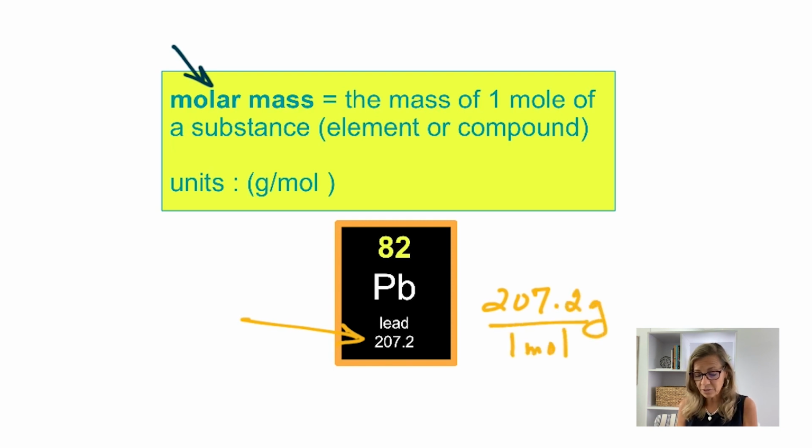And that is only true for lead. No other element has a molar mass of 207.2. So what you're going to use is those little atomic masses, which are right there on the bottom of the block in the periodic table. Those are the molar masses in grams per mole for all the elements.